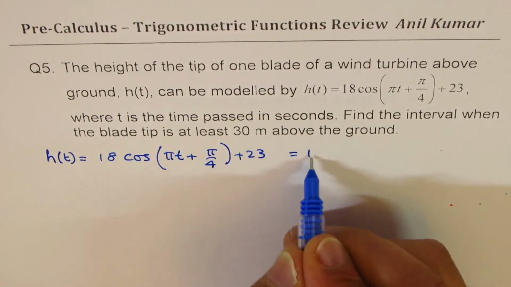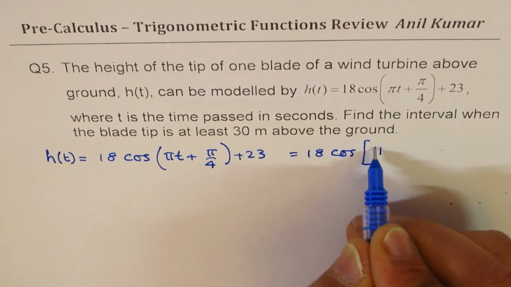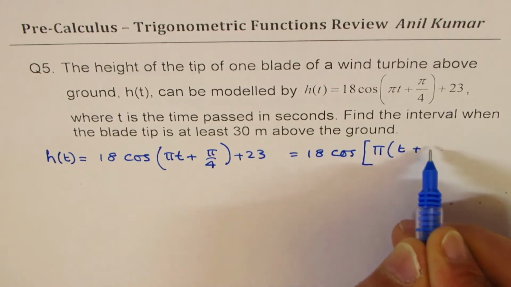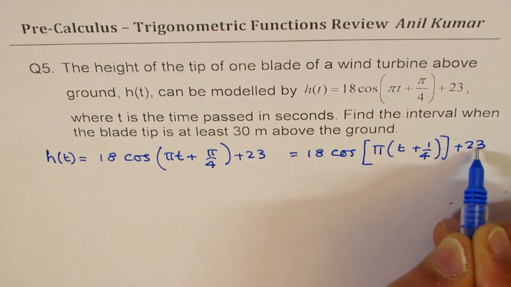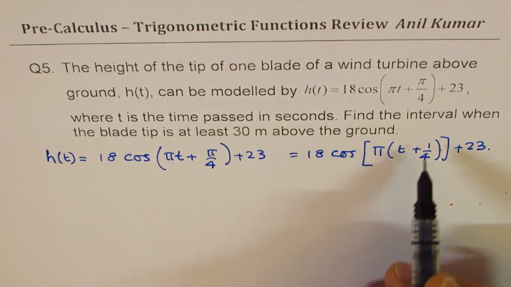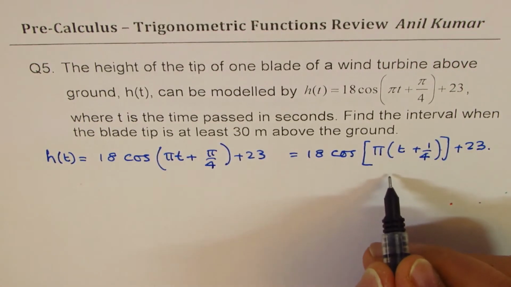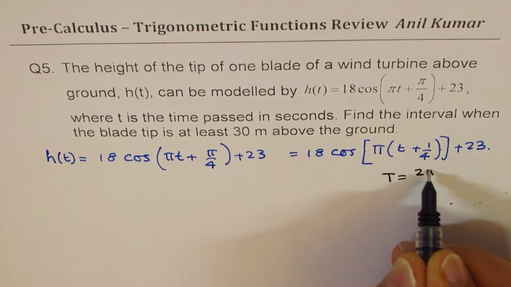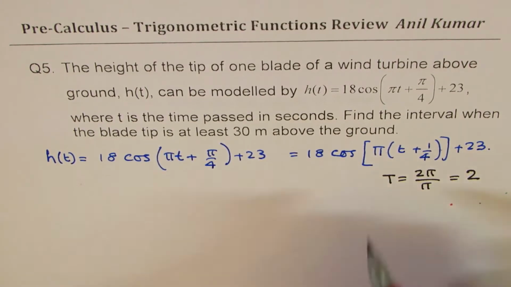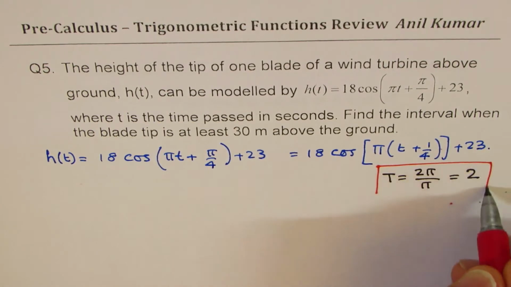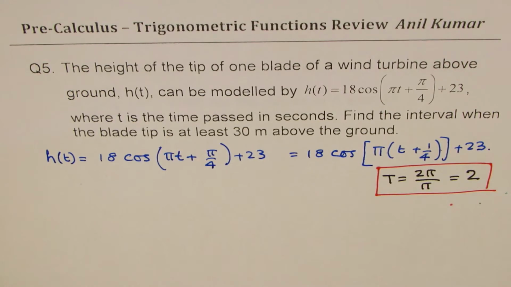You could also write this as 18 cos within brackets pi, you can factor out, so you get (t plus 1 by 4), plus 23. From here you can find the time period because this is the k value, right? So the time period T is 2 pi by pi, which is 2. So the time period for this trigonometric function is 2. That means the cycle is going to repeat after every 2. You get my idea, right?